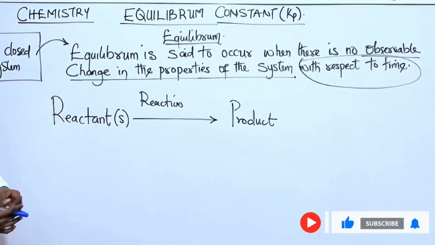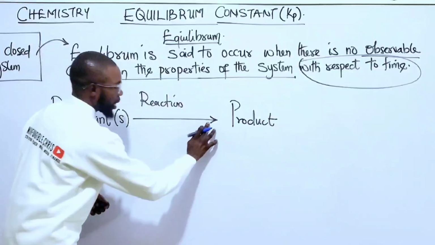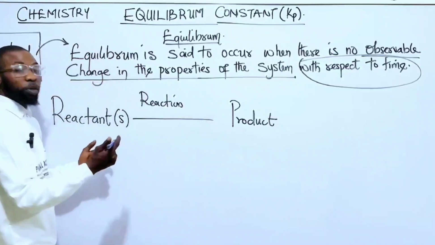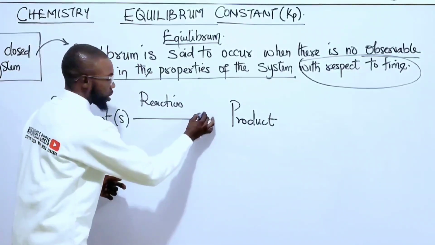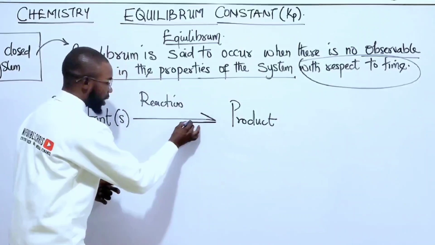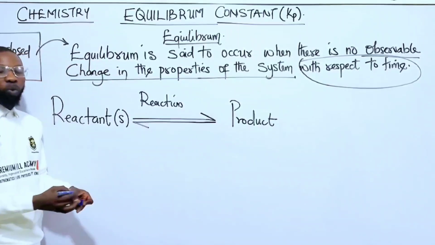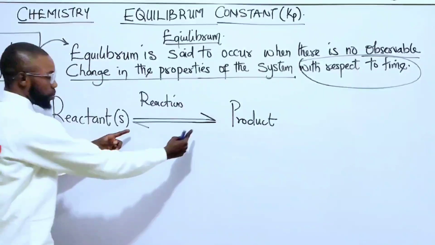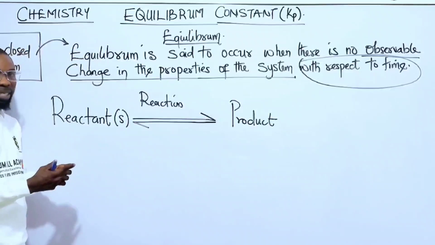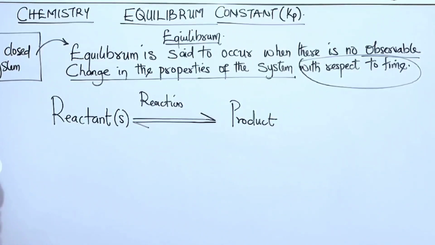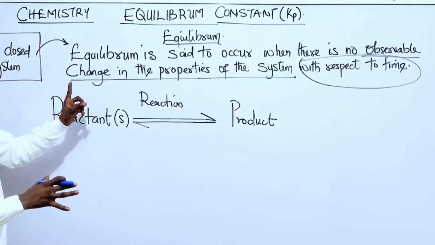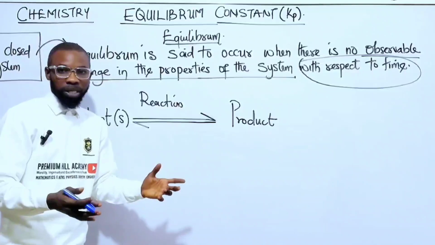But when we talk about an equilibrium reaction, it means that there is no change in the properties. That means the forward reaction will be equal at the same time to the backward reaction. So this symbol is what we use in denoting an equilibrium reaction, right? That means there is no change in the property of the system with respect to time.